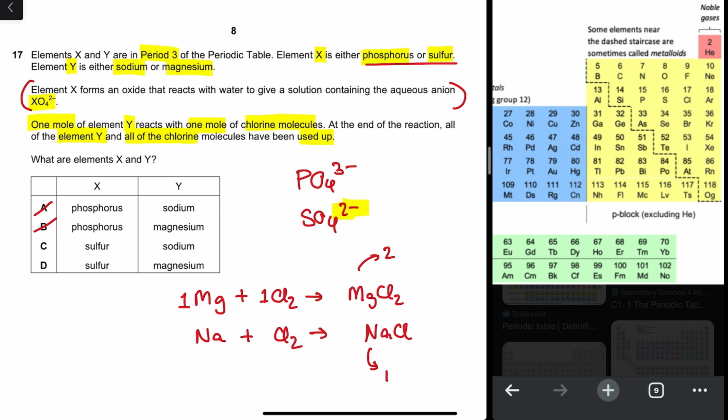If you take a look, there's 1 mole here, 1 mole here. This equation actually doesn't balance. So it must mean that not all of the chlorine molecules have been used up. Therefore, element Y must be magnesium, and so our answer is D.